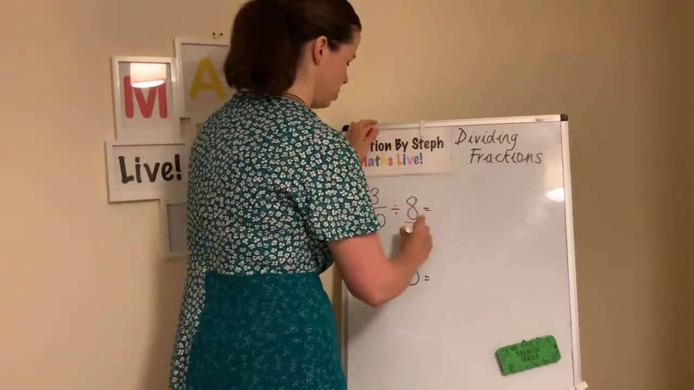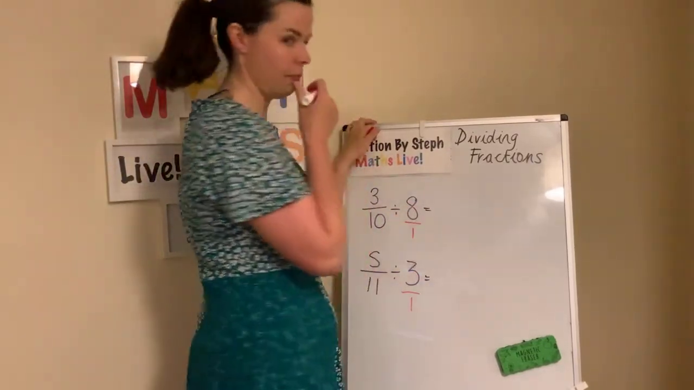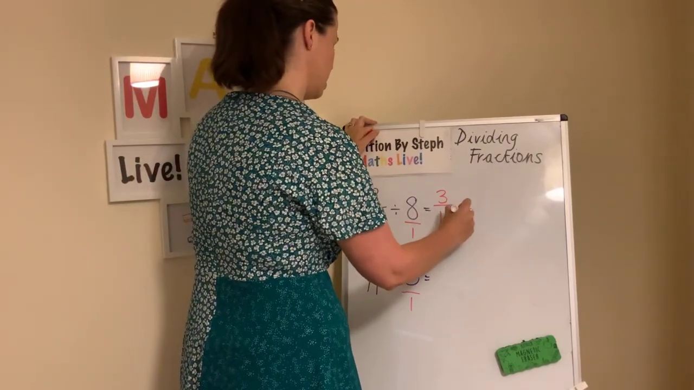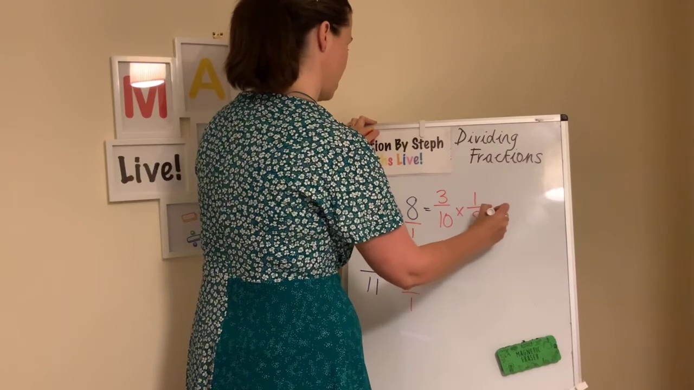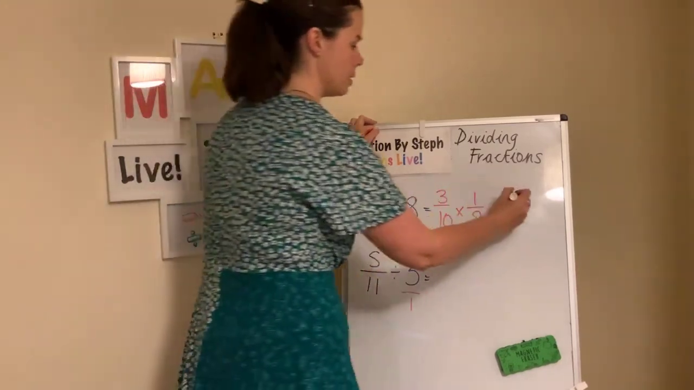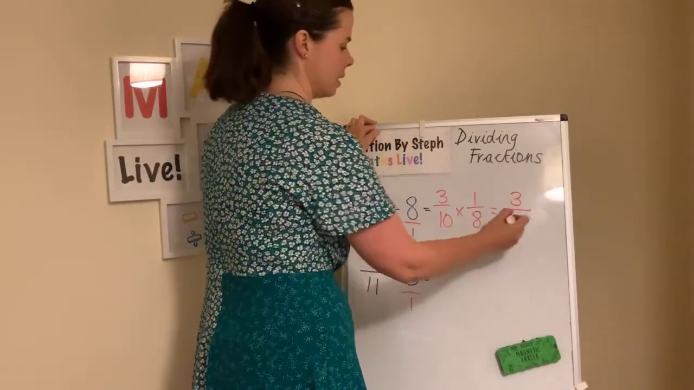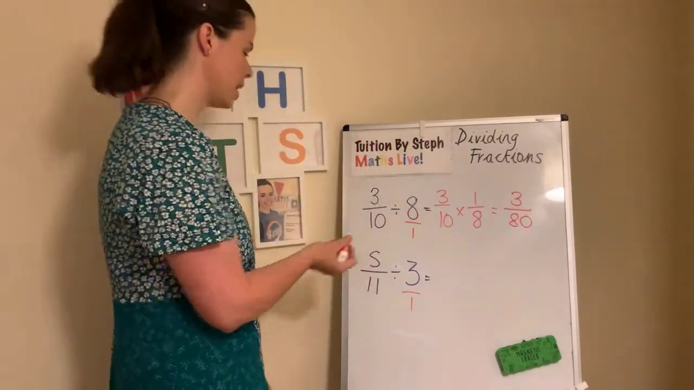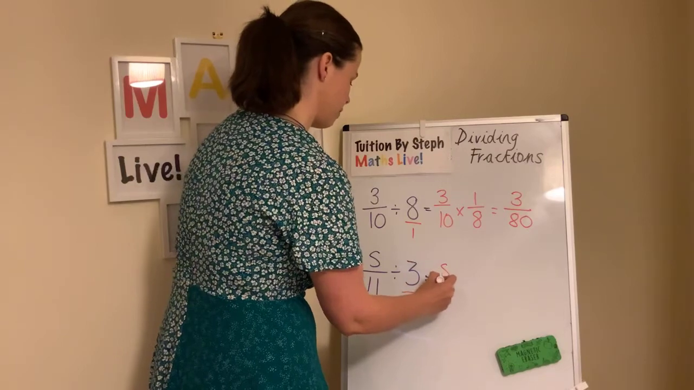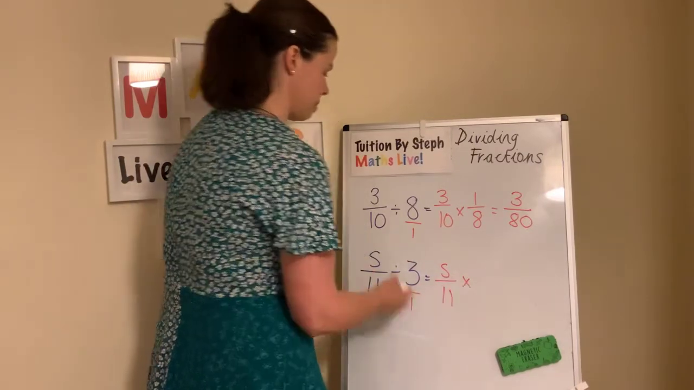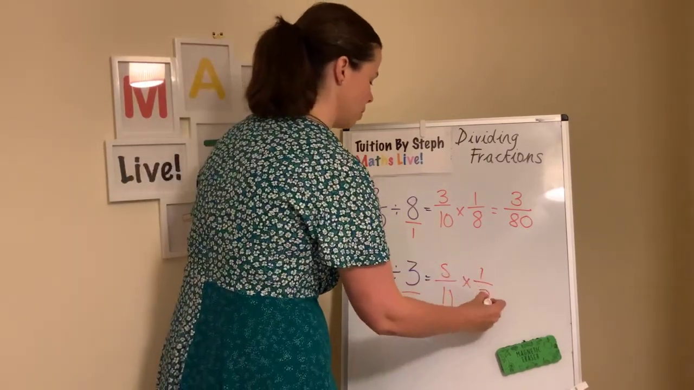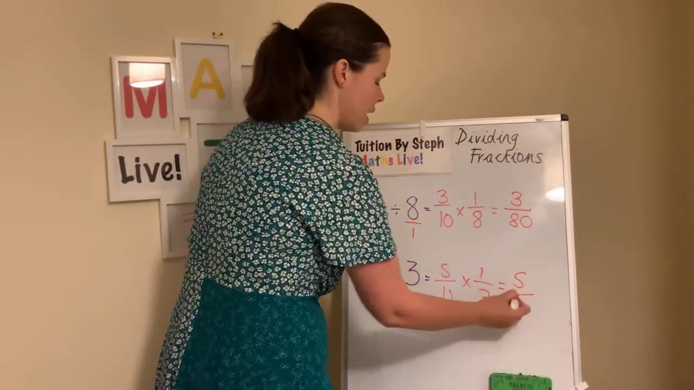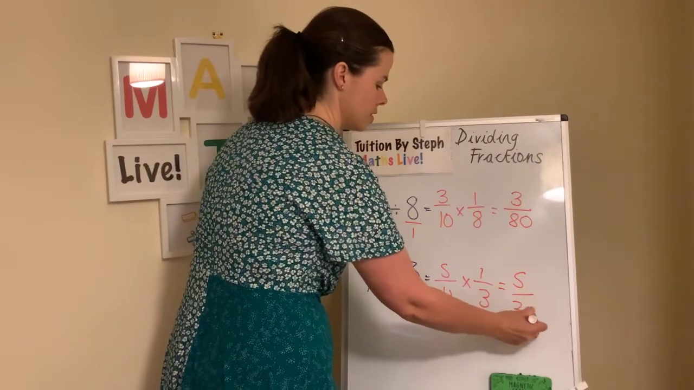So put them both over 1. Let's do KFC. So 3/10 times by 1 over 8. So 1 times 3 is 3. 10 times 8 is 80. That's the first bit. And then this one, 5 over 11 times by, flip the second one, 1 over 3. And 1 times 5 is 5. And 11 times 3 is 33.